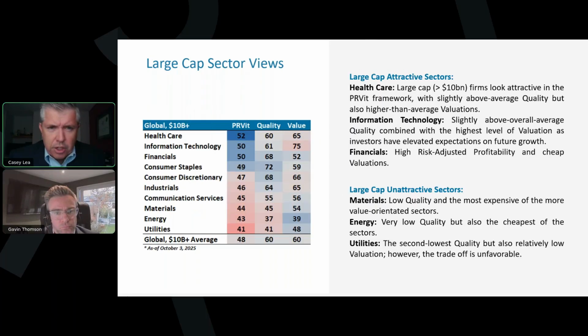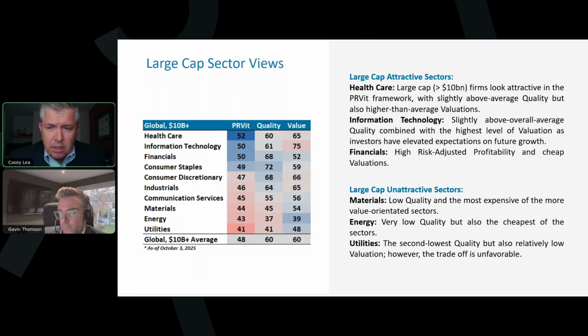Now we look at just the large cap names, so here we're looking at 10 billion and above. If we focus on the large cap results, the sector attractiveness list does see some changes. Large cap healthcare, above 10 billion, looks attractive in the Prove It framework with slightly above average quality, but also higher than average valuations. The larger cap names average a much higher quality score than the all cap on the previous slide, with only a slight increase to their valuation score.